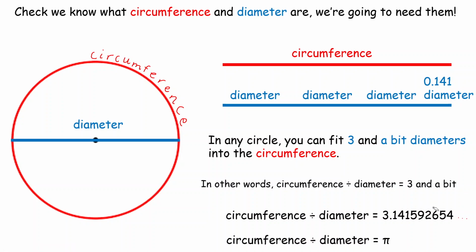So this number here is one of the most important numbers in maths, right? So the circumference divided by diameter is 3.141592654, which is this thing pi. So pi comes from doing the circumference divided by the diameter of a circle, and that is true for any circle. Okay, so in any circle you can fit 3 and a bit diameters, pi.